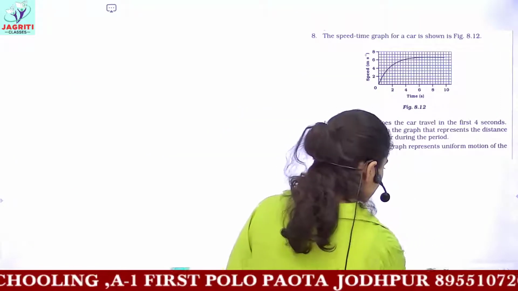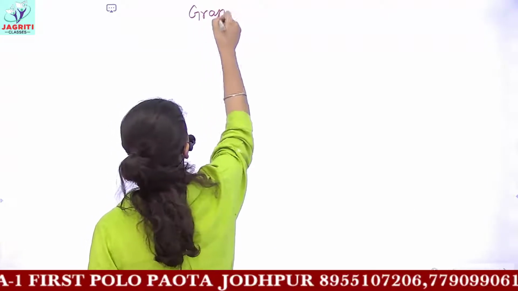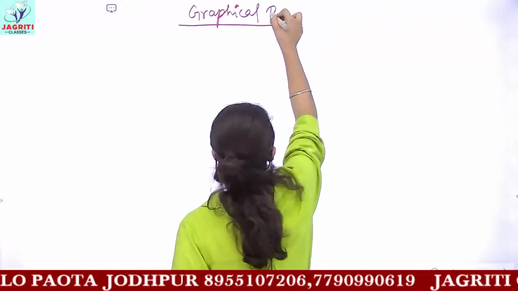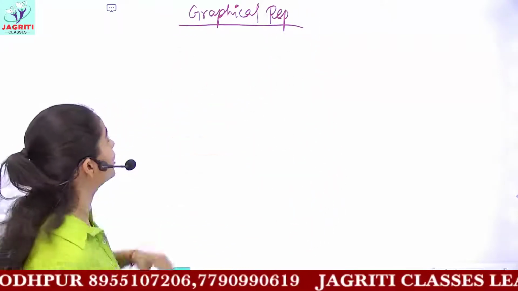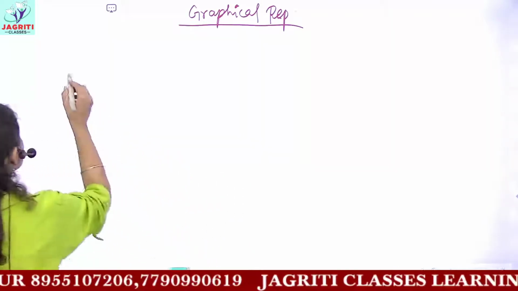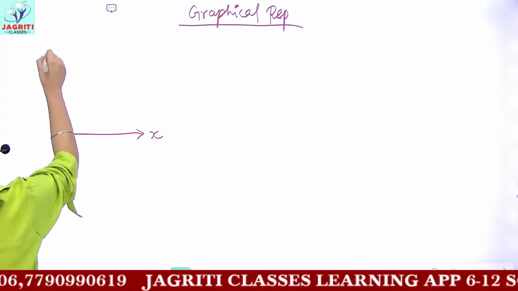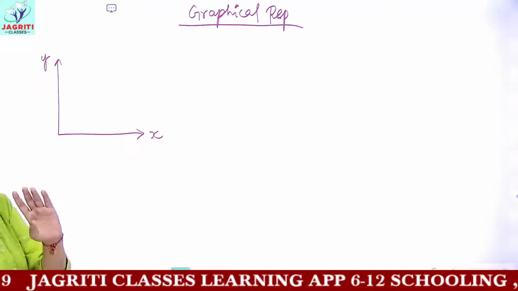Now we'll be starting graphical representation. That is, how do you solve the questions related to graphs? Before going to the questions, we'll see some introduction. A graph, you all know, is made between two axes, that is your x-axis and the vertical y-axis. This one is your horizontal axis, this is your vertical axis.